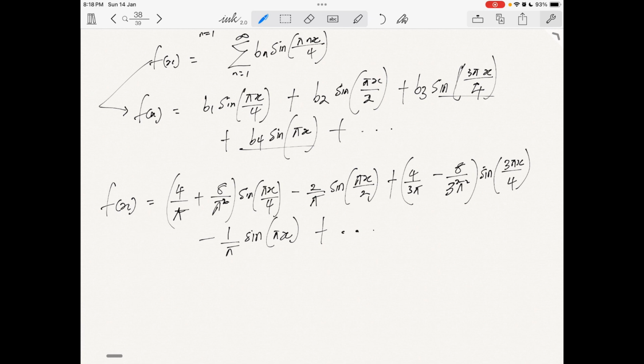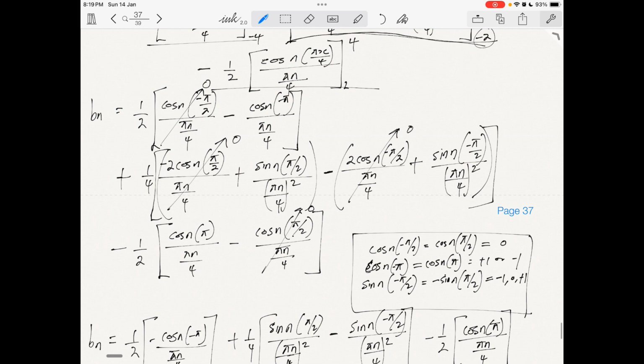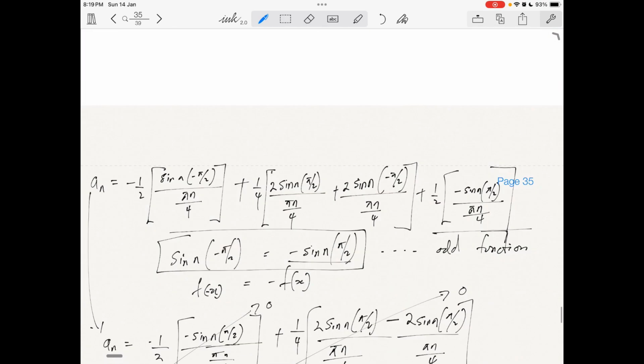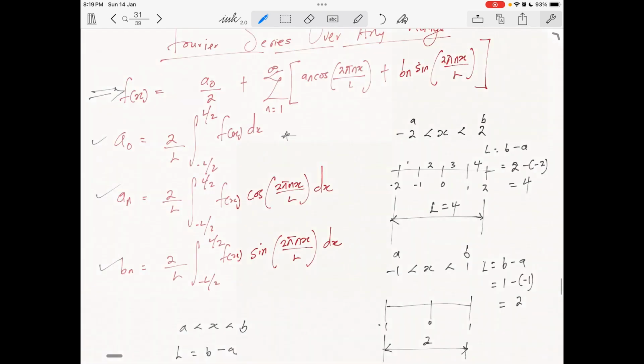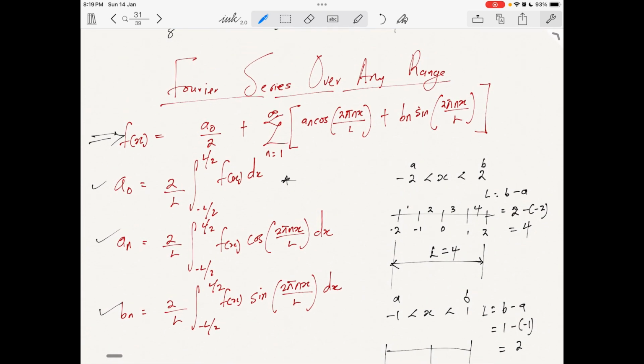So in conclusion, the Fourier series of a function over any range is given by the formula which we have from the beginning of the video. So let's take a step back and see the question. So this is the formula for Fourier series over any range. So with this formula, we'll be able to simplify any questions that come our way.